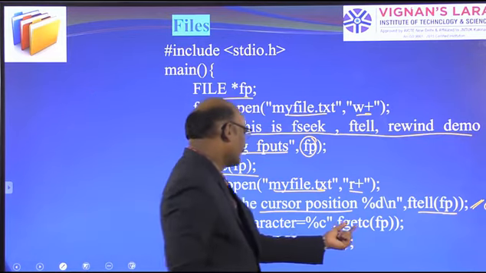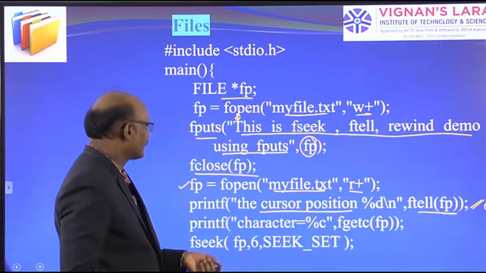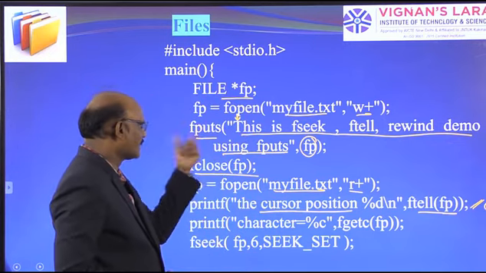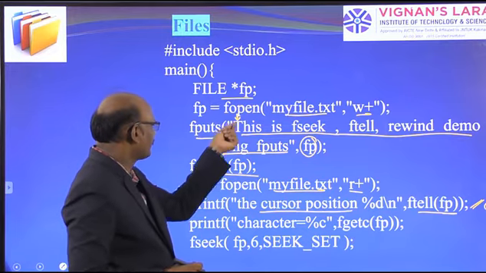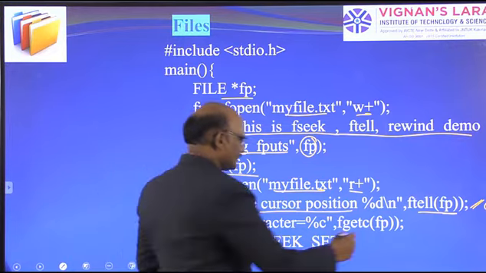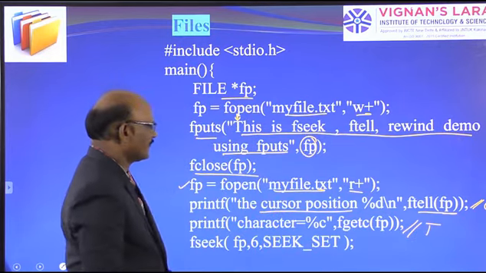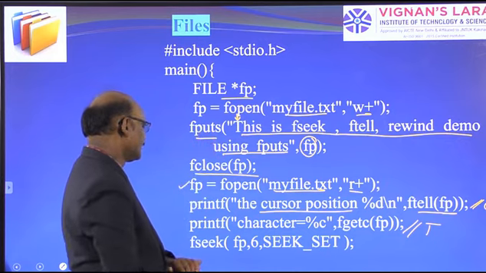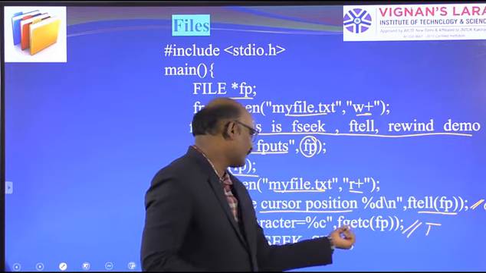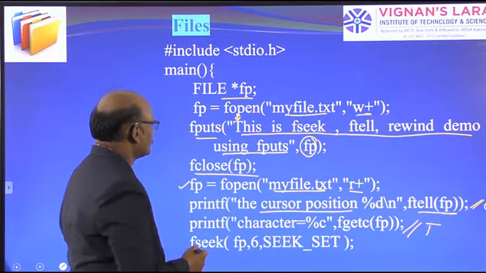Character equals fgetc of fp. So what is the character in the current position? Here the file pointer points to the first character, and its character is t. So the character is t at position 0. Right? fgetc of fp means read the character from the file.